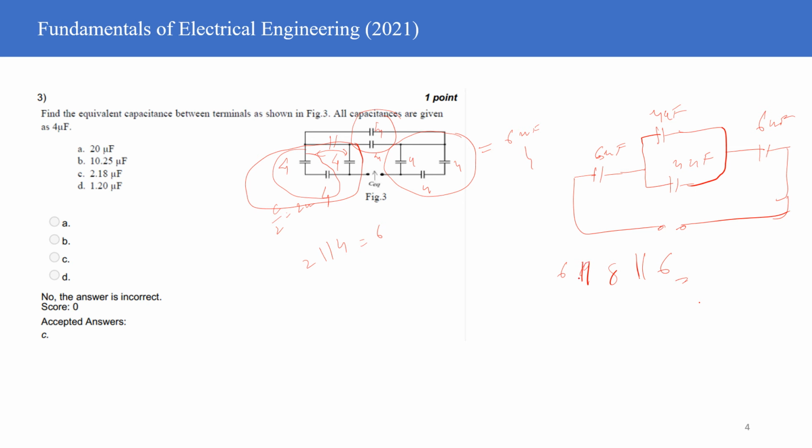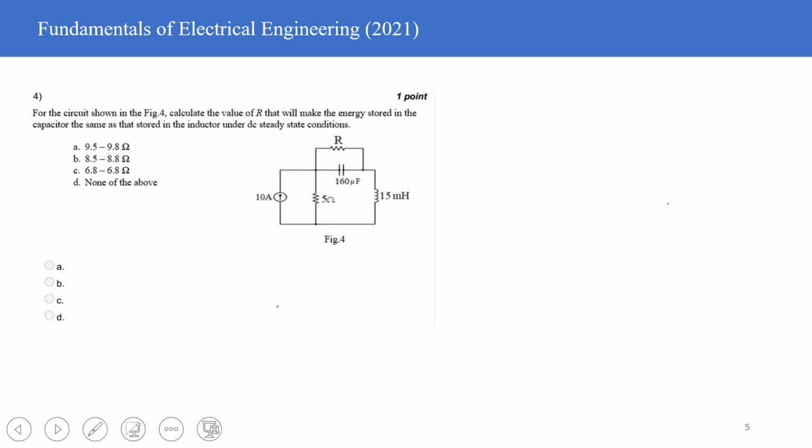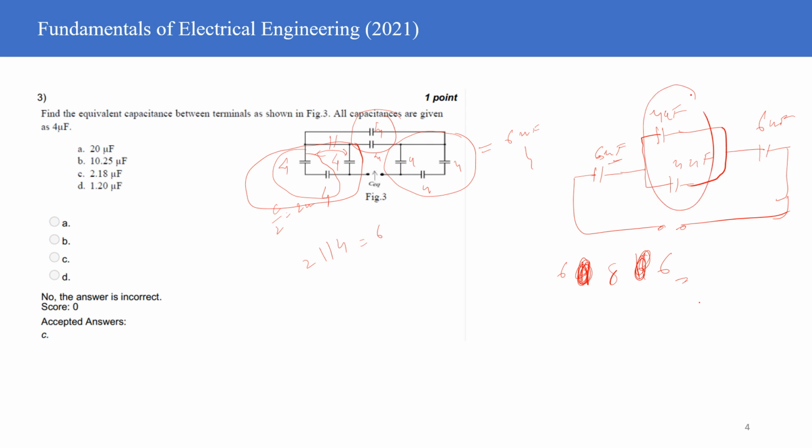Sorry, this is not in parallel. This symbol is wrong. So 6 microfarad in series with 8 microfarad, in series with 6 microfarad. So this 4 and 4 was in parallel, and therefore it is 8. And 6 microfarad is coming in series with 8 microfarad, and 8 microfarad is coming in series with 6 microfarad. So you can try to solve them and you will get the final answer. It will be nothing but the inverse of 1 by 6 plus 1 by 8 plus 1 by 6. And this will give you the final answer as 2 point something.